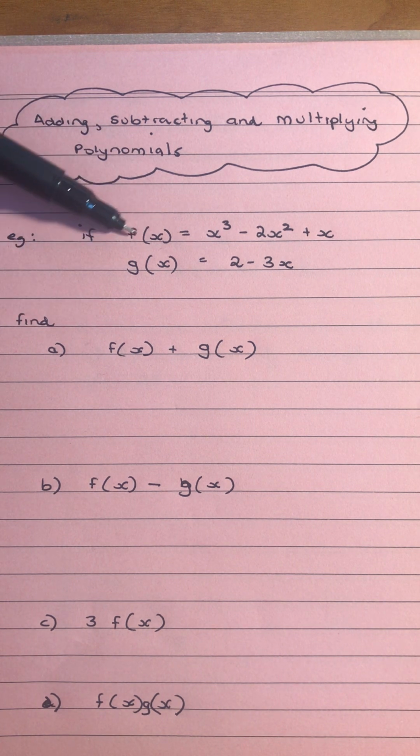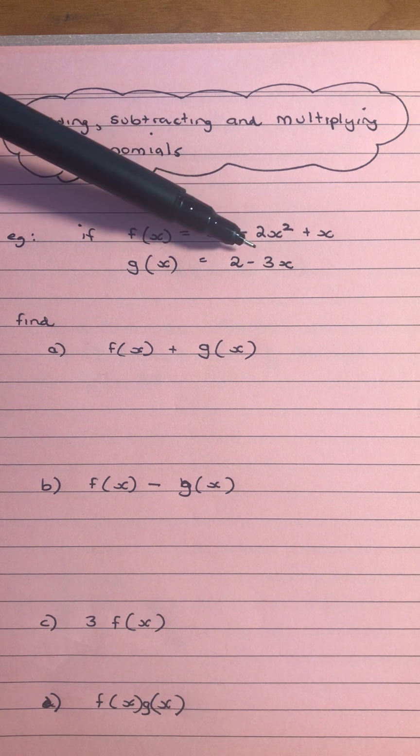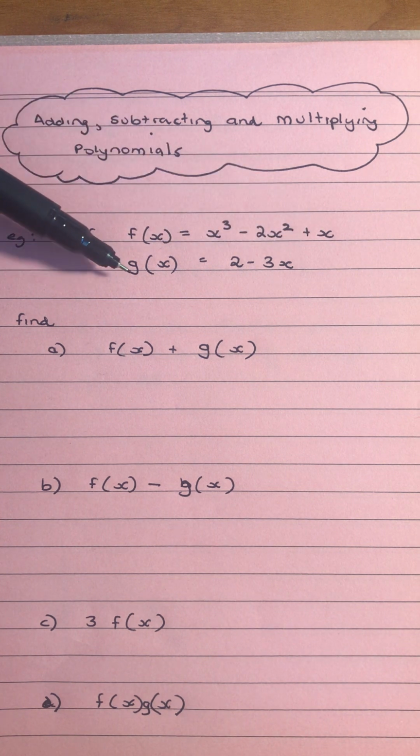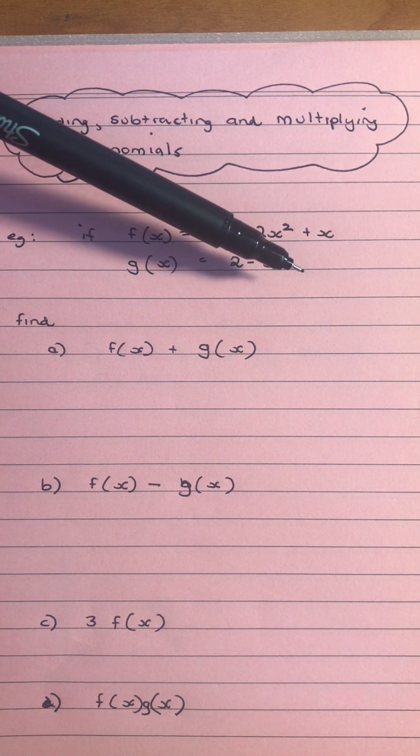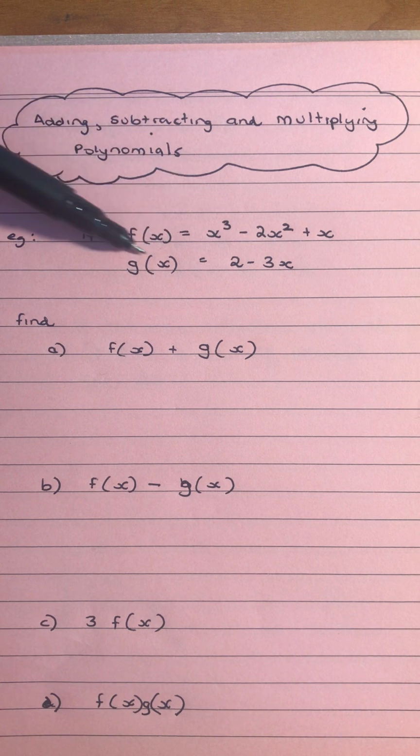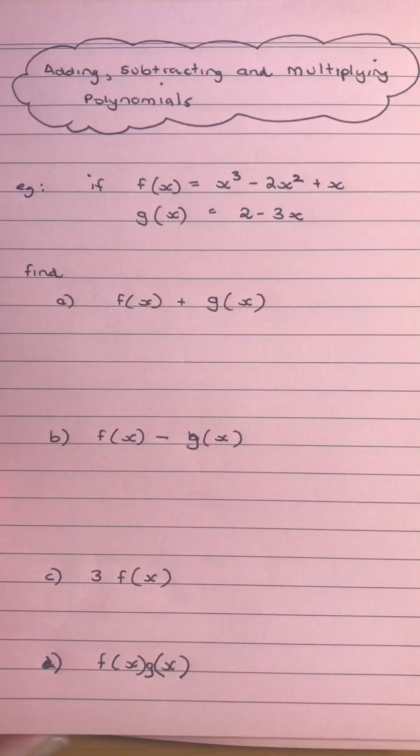So we've got f of x is equal to x cubed minus 2x squared plus x. g of x is equal to 2 minus 3x. So we've just got those two equations. We would normally see them as y equals, but we're in our function notation at this time of the unit, so that's how we are referring to those.